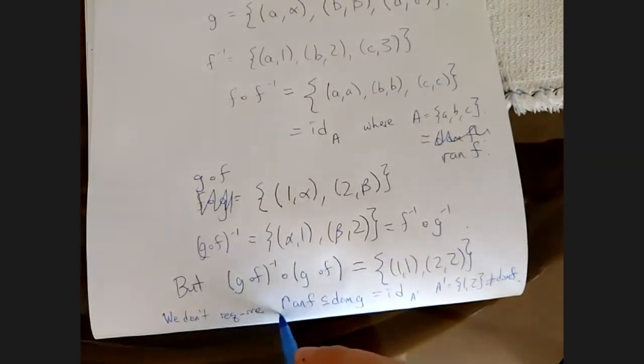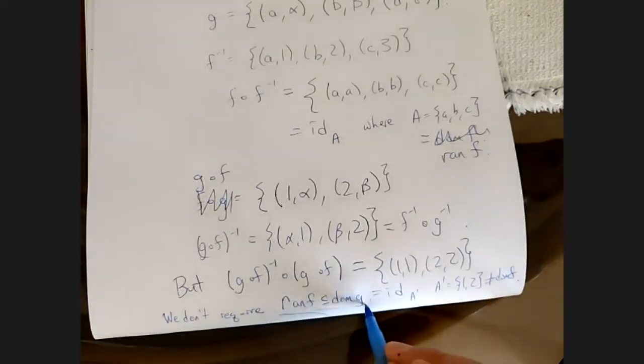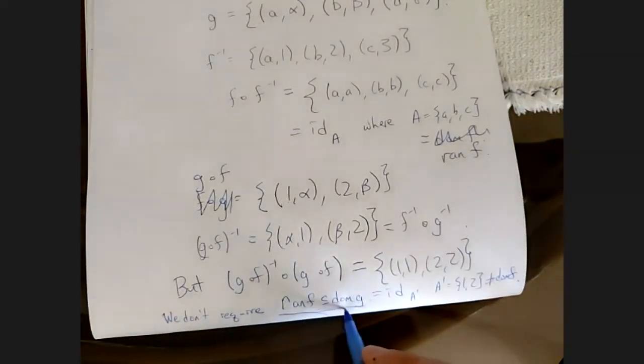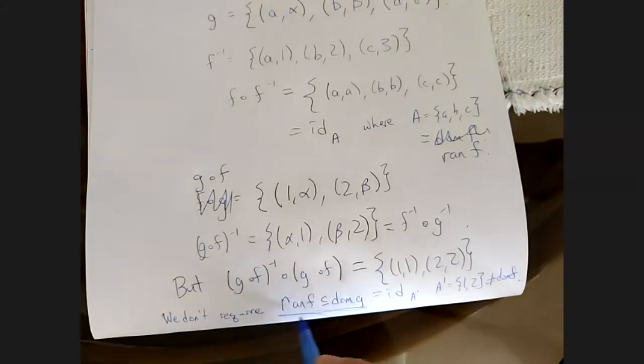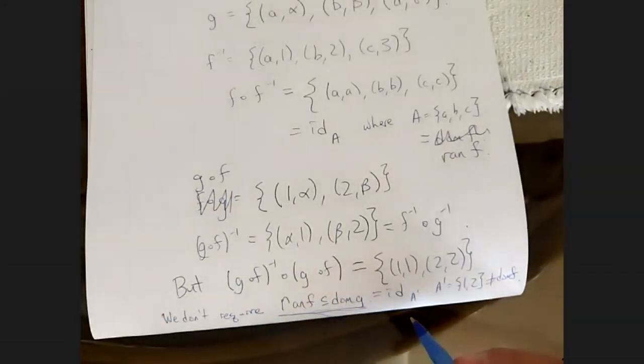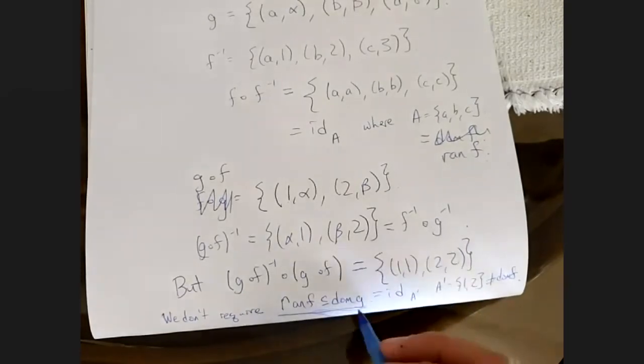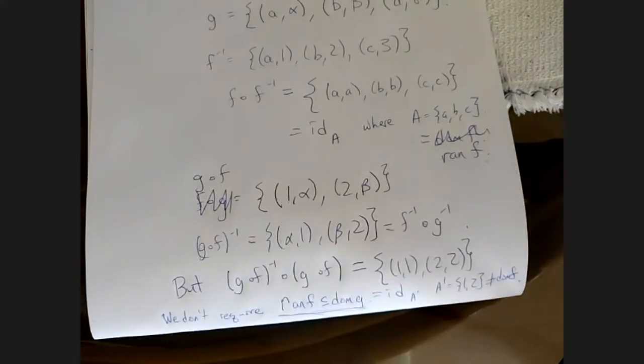If you always assume that you don't allow composing functions unless they satisfy this property, then you don't have to worry about stuff like this. We do not require that for this class, so we do have to worry about stuff like this. Okay.